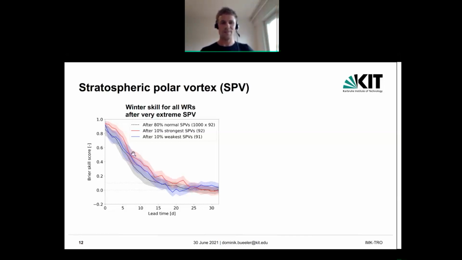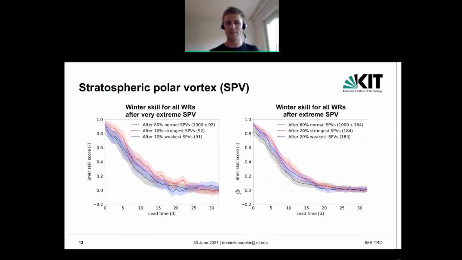So, we see the uncertainty is relatively big, of course, but nevertheless, we see a tendency in the medium range towards enhanced skill after both extreme states. But the interesting thing is that when we go to the subseasonal lead times, we see that it's only the strongest polar vortex states that tend to increase the skill horizon, whereas the weak polar vortex states tend to even reduce the skill to some degree compared to the normal states.